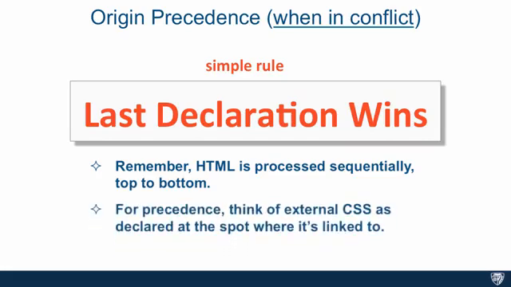And also, for precedence, think of external CSS as declared at the spot where it's linked. So usually it's declared in the head somewhere, but there could be other styles that are declared in the head. And to figure out which one was declared last, imagine that the entire contents of an external CSS file were cut and pasted straight into the head portion where that external CSS is declared.